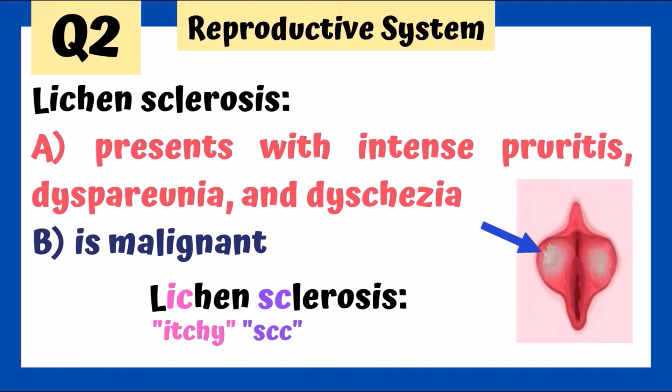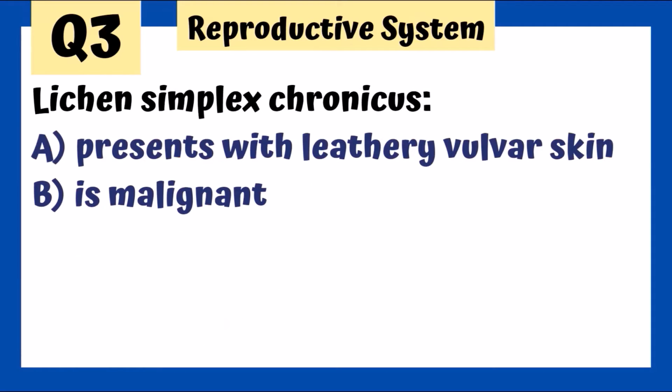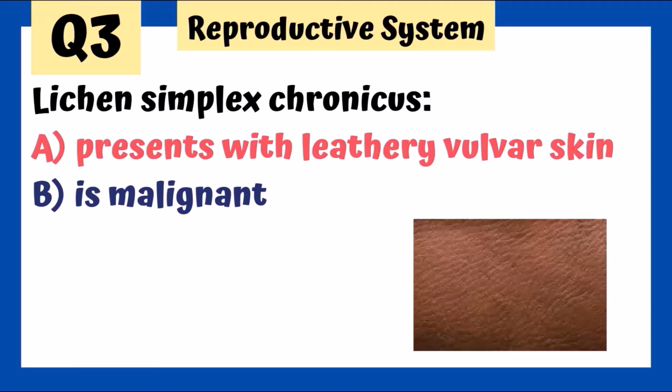Itch for itchy, and SC for squamous cell carcinoma. Just keep that in mind. Question number 3, lichen simplex chronicus presents with leathery vulvar skin. That's what it's all about, and it's not malignant, it's benign. So it presents with leathery vulvar skin. We see that over here.